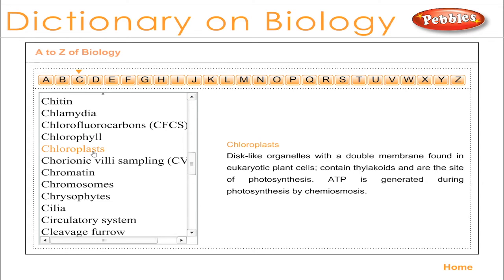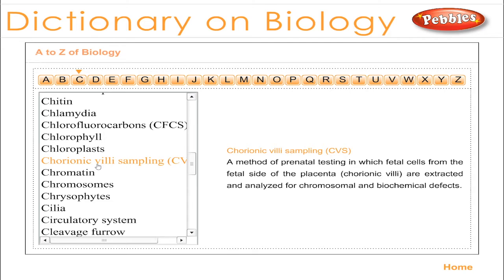Chloroplasts, disc-like organelles with a double membrane found in eukaryotic plant cells, contain thylakoids and are the site of photosynthesis. ATP is generated during photosynthesis by chemiosmosis. Chorionic villi sampling, CVS, a method of prenatal testing in which fetal cells from the fetal side of the placenta or chorionic villi are extracted and analyzed for chromosomal and biochemical defects.